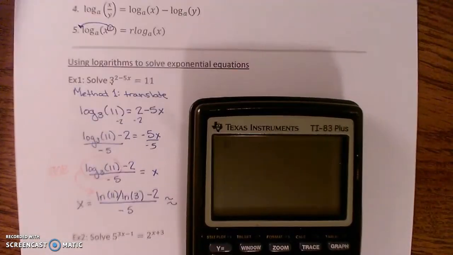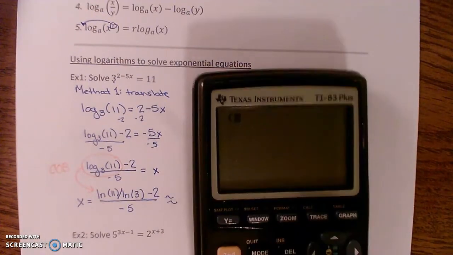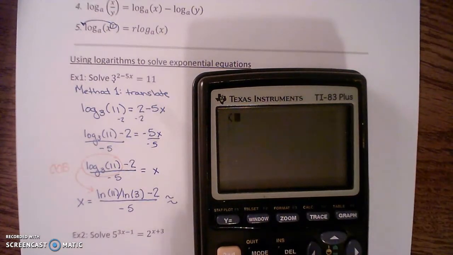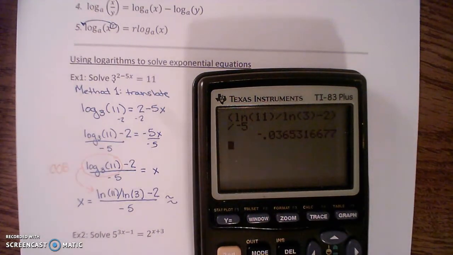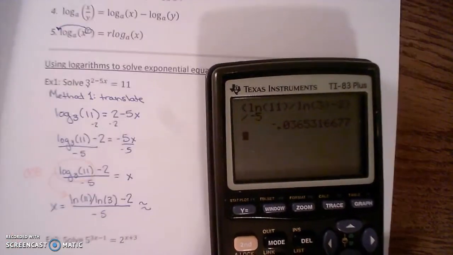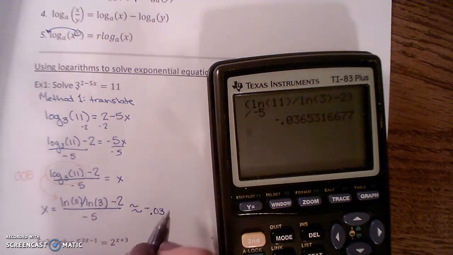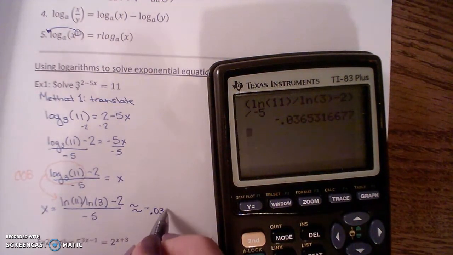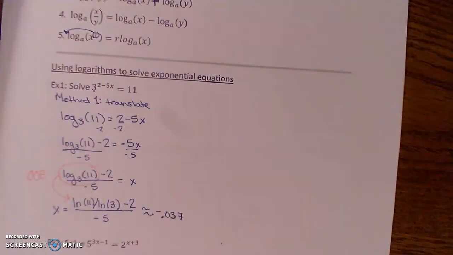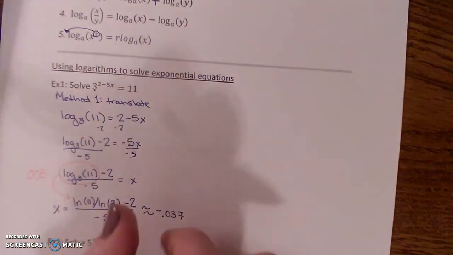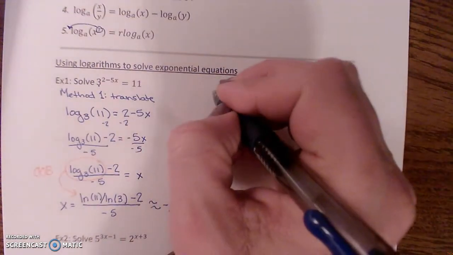All right. So if I did in parentheses, the whole numerator in parentheses, natural log of 11 over natural log of 3, minus 2 all over negative 5. So I get approximately negative 0.03. Let's say negative 0.037. Okay, so that's method 1. Just by translating the exponential equation into a logarithm equation.